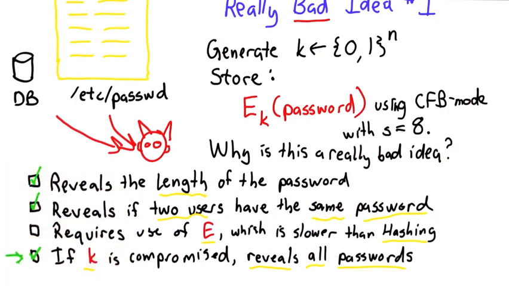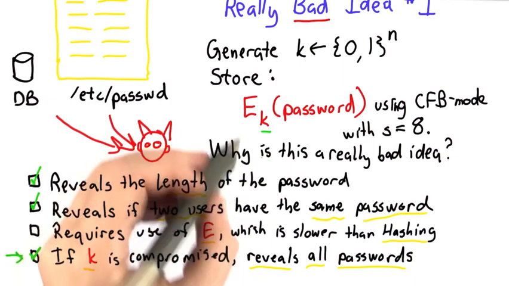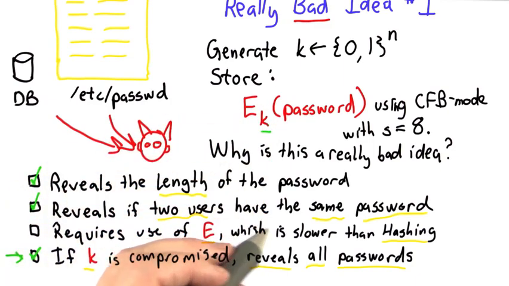Let's talk about the fourth one first. We need this key to decrypt. The program that's running on the server that needs to check passwords will need this key all the time. So chances are, if the password file is compromised, the key is also compromised because it's available in memory, it's stored in this program, or it's readily accessible because we need it every time we check a password.